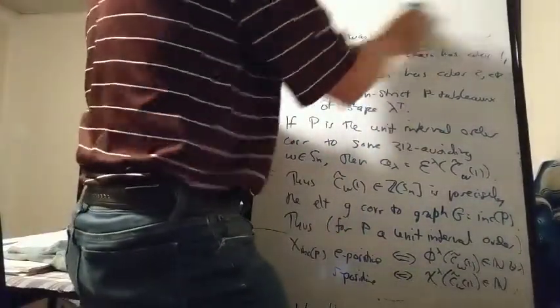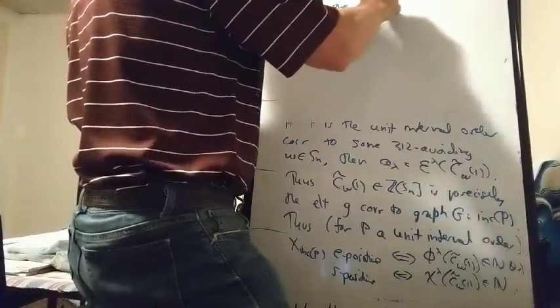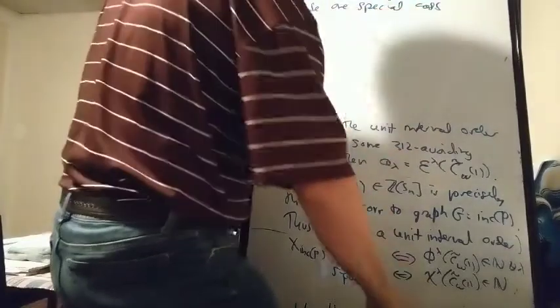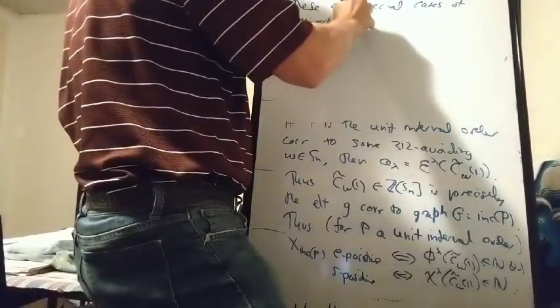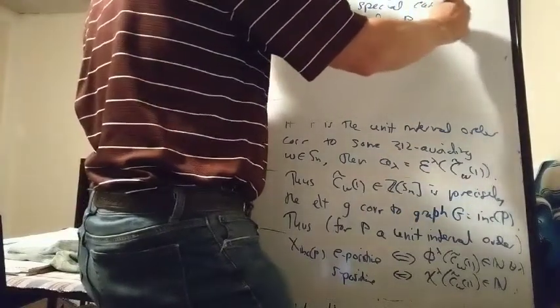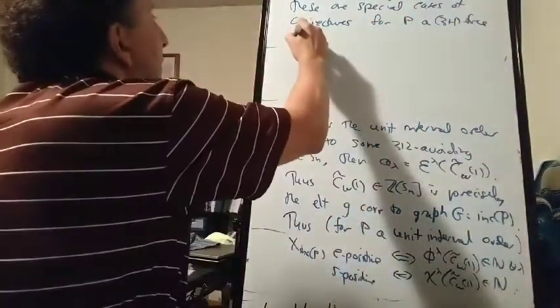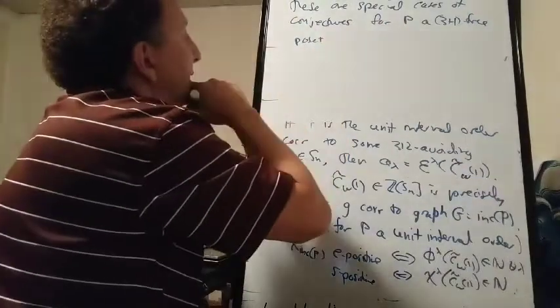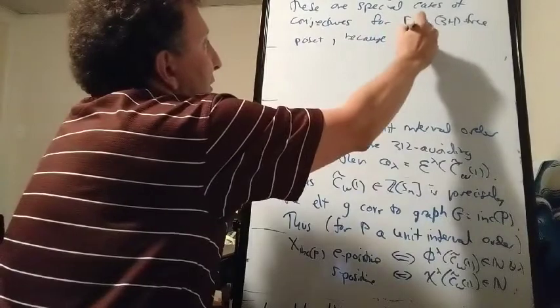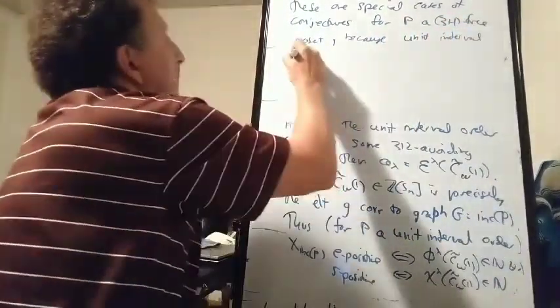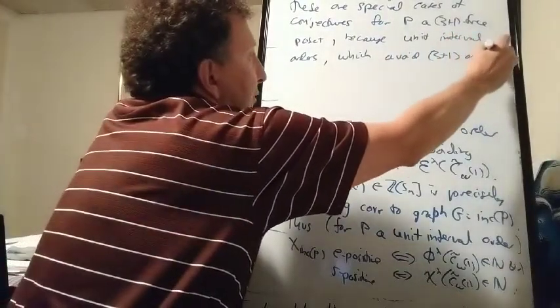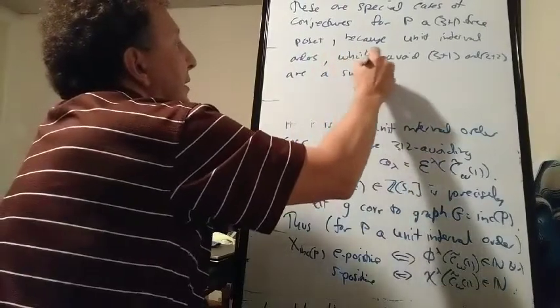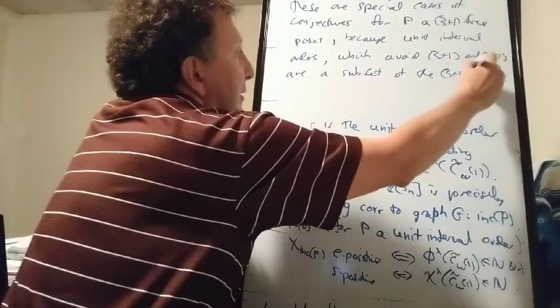Now these are special cases of the 3+1 free poset conjecture, because unit interval orders, which avoid 3+1 and 2+2, are a subset of the 3+1 free posets.